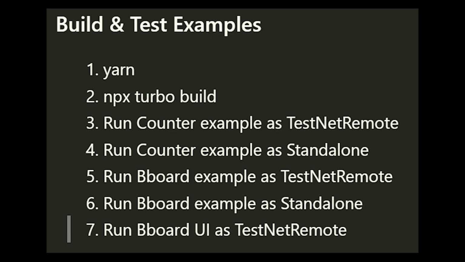First, we're gonna build the repository, and then we're gonna run the examples. There are two projects inside the Midnight examples. One is the counter example, and the other one is the bulletin board example. With the counter example, we're gonna run it using the testnet remote configuration and a standalone configuration. And the same thing is gonna happen for the bulletin board. Also, for the bulletin board, we're gonna run the UI. So we're gonna open our browser and we're gonna see the contracts using our browser and wallet.